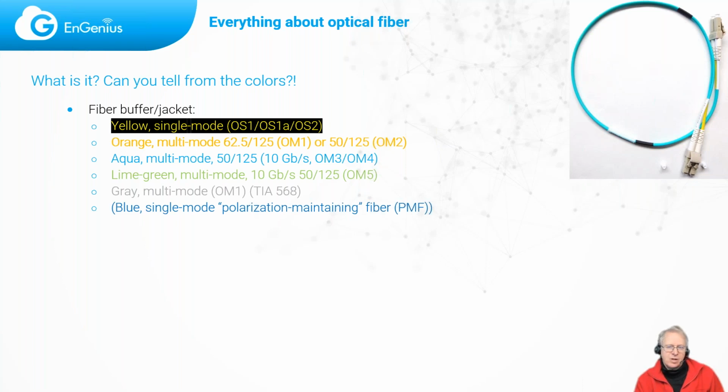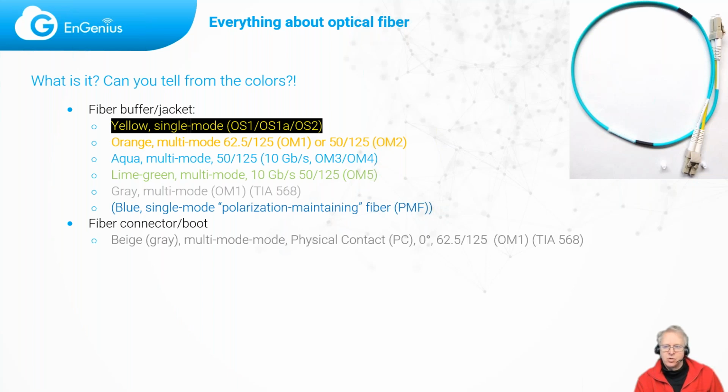The blue one is single mode fiber. And on the other hand, from the connector from the boot, you can also see some information. If it's gray, it will be physical contact or perpendicular physical contact, 0 degrees, and it will also tell something about the other part, the fiber itself.